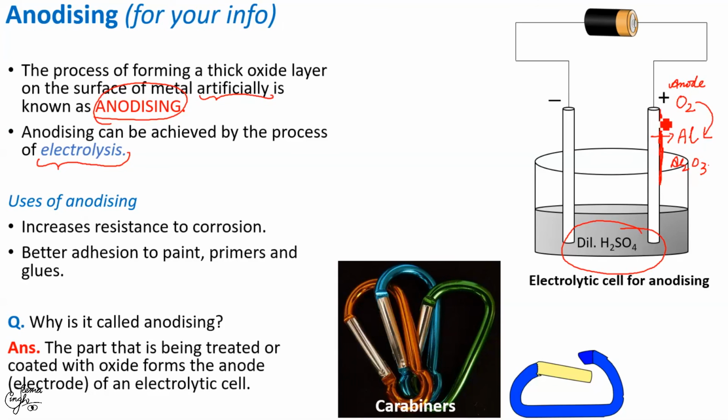We can control the thickness of this coating by adjusting the quantity of charge that is passed. Don't worry students, you don't have to get into details of this process at this level. Just try and understand briefly what is anodizing only for your information.